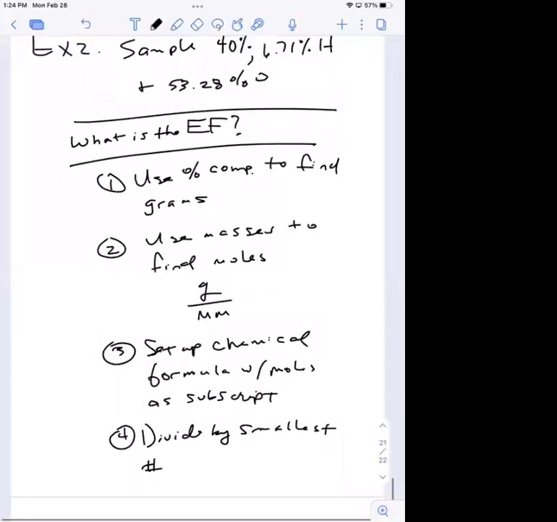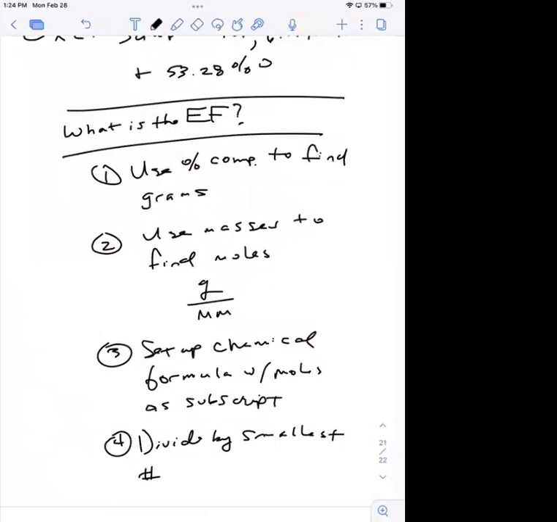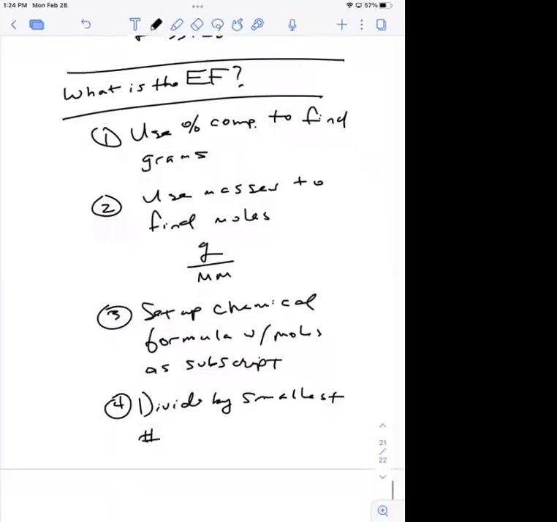So what we're always trying to do is have a strategy based on what's given. If we're talking about empirical formulas and all we're given is percent composition, this is our strategy. Take the percent composition, turn those numbers into grams. Assume that the sample is 100 grams. Take the masses, find the moles, plug the moles in as subscripts in a chemical formula, and then divide by the smallest number.